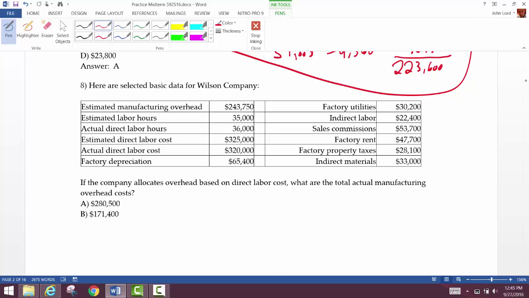Okay. All right. So how about this one now? Company allocates overhead based on direct labor cost. What are the total manufacturing overhead costs? So we base it on what? Based on my direct labor cost. So my direct labor costs are how much?